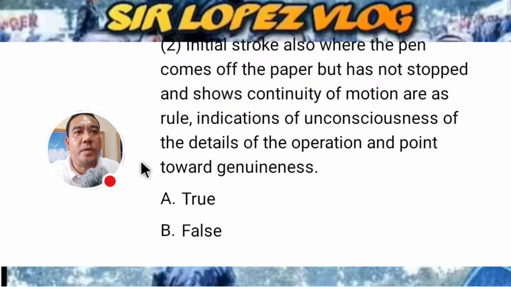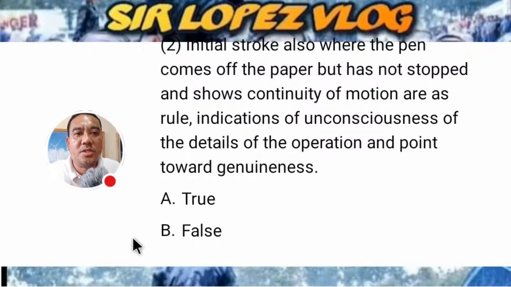Initial stroke always or also where the pen comes off the paper but has not stopped and shows continuity of motions or motion are as a rule indication of unconsciousness of the details of the operation and point toward genuineness. Is it letter A, true, or letter B, false? Okay, the initial stroke also where the pen comes off the paper. Is it true or false?